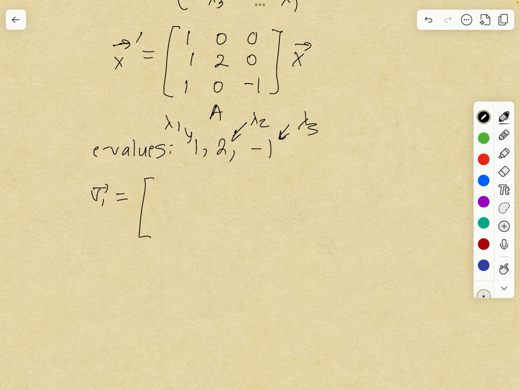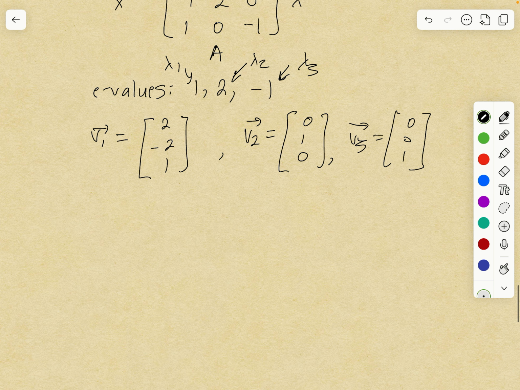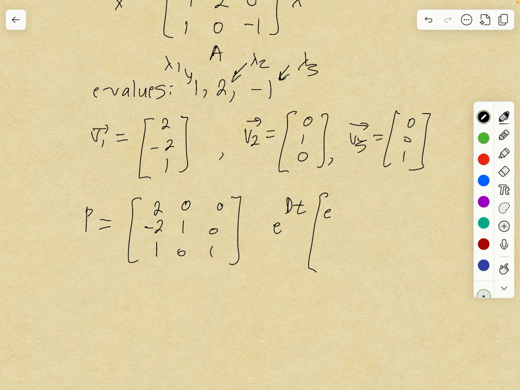And we can find corresponding eigenvectors v1, v2, and v3. I'm assuming that you already know how to do this. I'm not going to explain how to get this, I'm just going to write out the vectors you get. So those are my three vectors. And so my P is going to be this matrix, and my e to the Dt is e to the t, e to the 2t, e to the minus t.